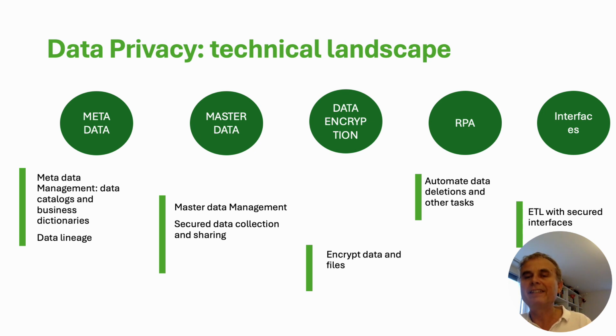We probably need an ETL to secure the interfaces, because the weak point of private data is probably not the databases themselves, but the interfaces between the databases. So 5 systems: metadata, master data, including data files management, data encryption technology, RPA, and ETL technology are required to have a robust data privacy interface.